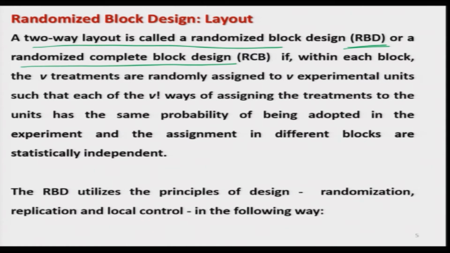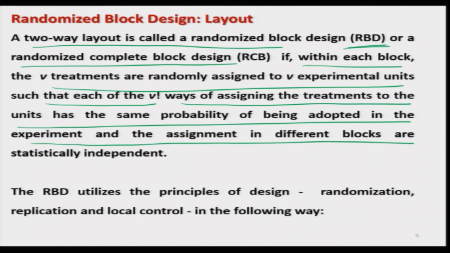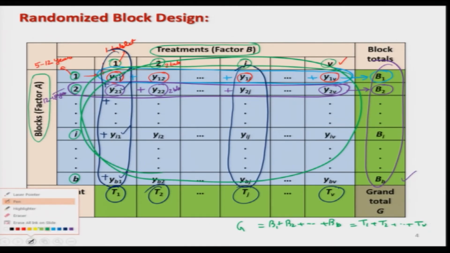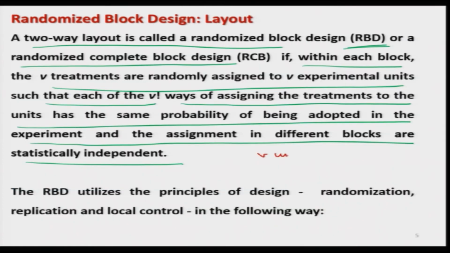So, in this design, what are you trying to do? Within each block, the V treatments are randomly assigned to V experimental units, such that each of the factorial V ways of assigning the treatments to the units has the same probability of being adopted in the experiment, and the assignments in different blocks are statistically independent. What does this mean? If you look at block number I in this table, where I am making a circle with red color, you have V units, and you want to give V treatments.